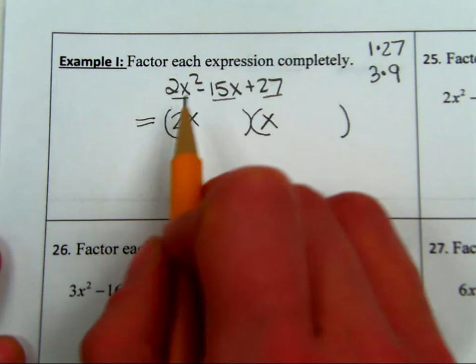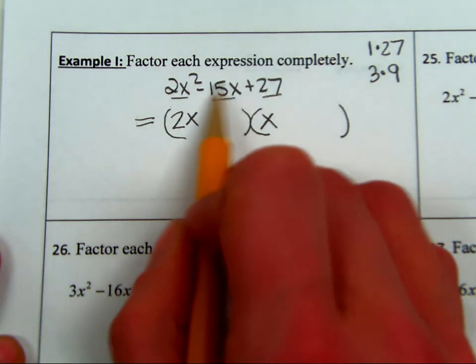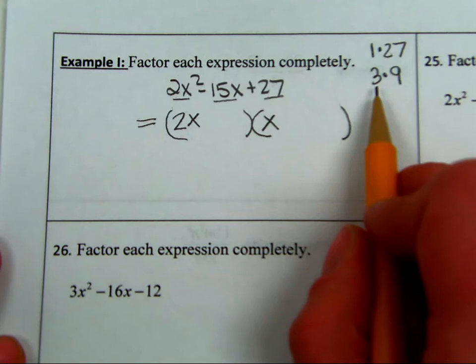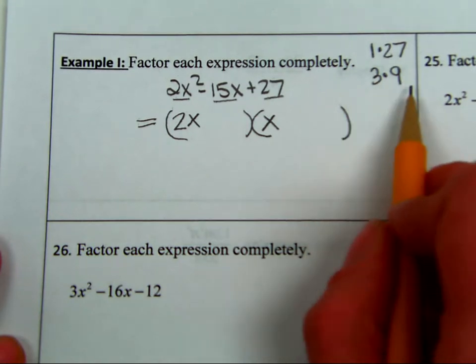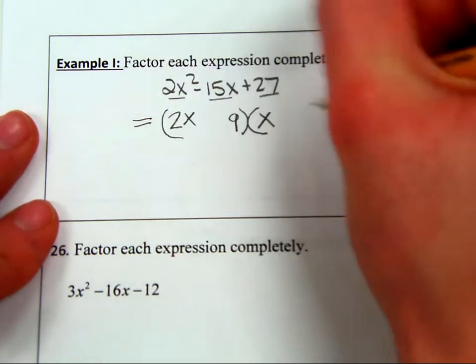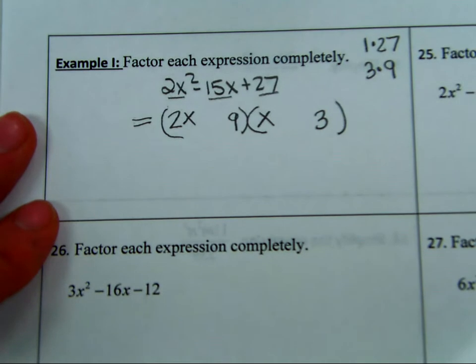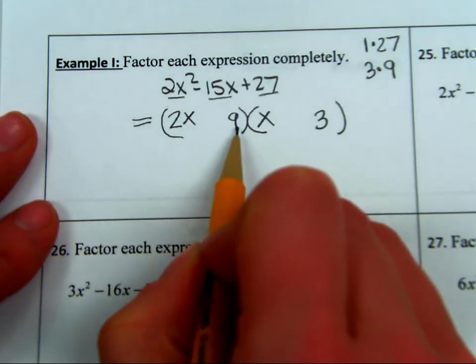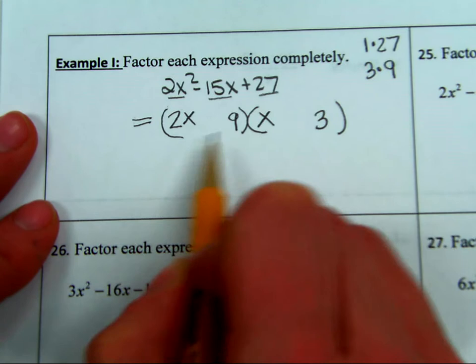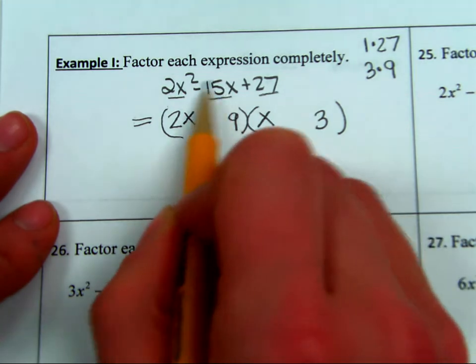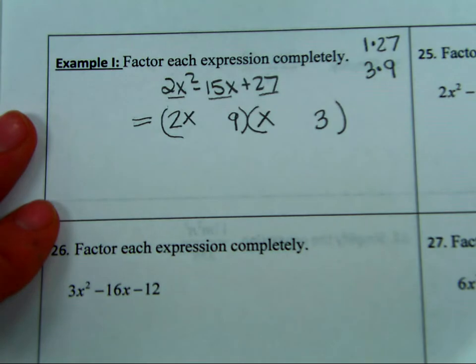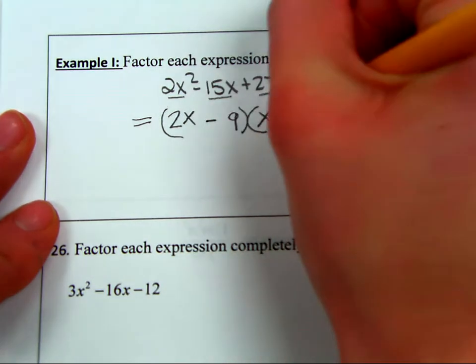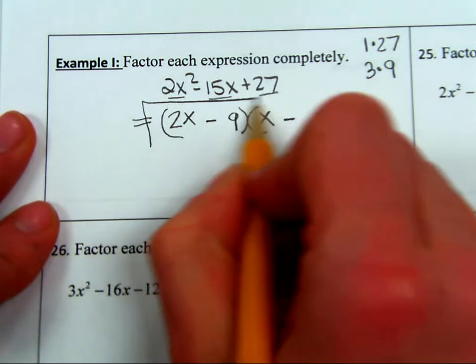We need to make sure our middle term adds to negative 15. So I might pick 3 and 9. All right, if we put a 9 and a 3 in here, let's ask ourselves, our middle terms are 9x and 6x. 9 plus 6 is 15. But we want it to be negative 15, so we should make both of these negative. That looks like it should be our final answer.